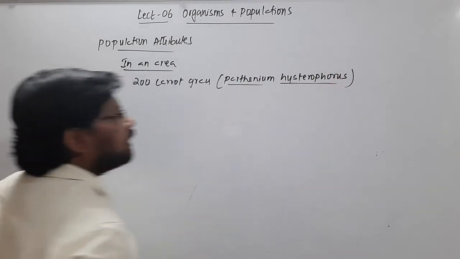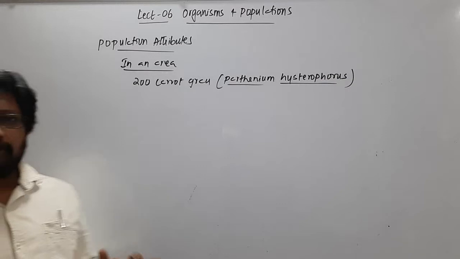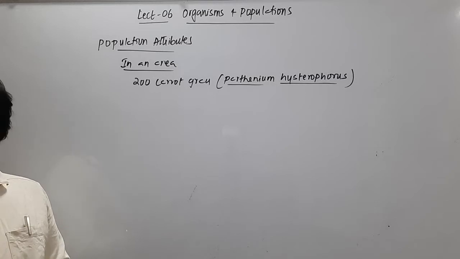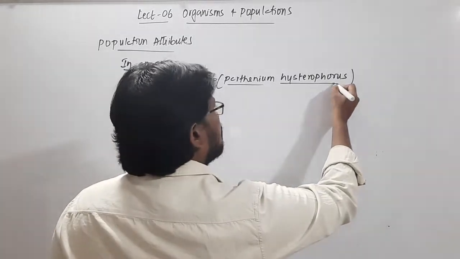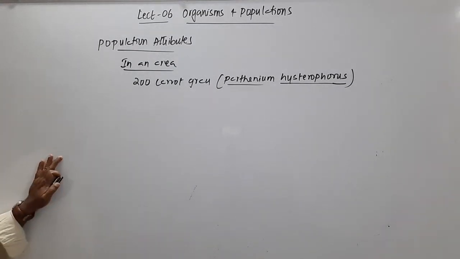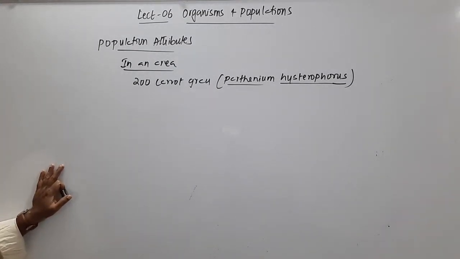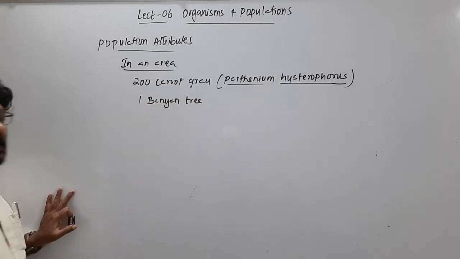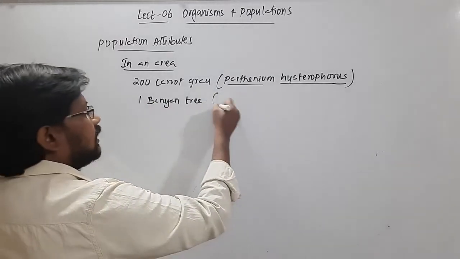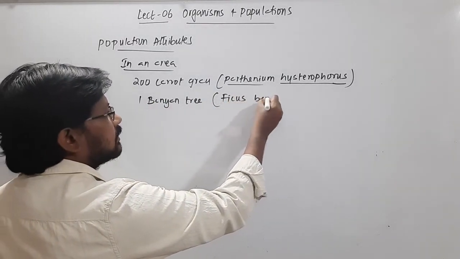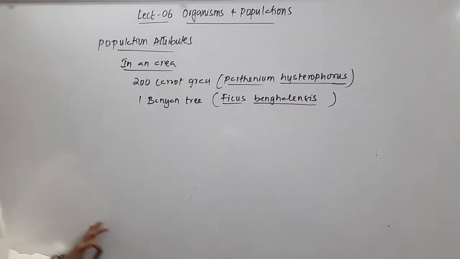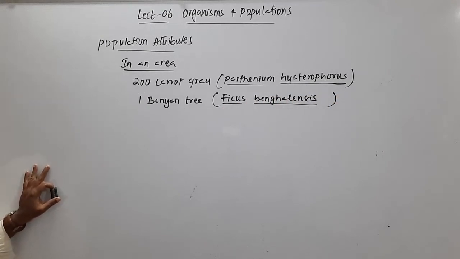Of course, in the old textbooks they did not mention the complete scientific name of this carrot grass, but in the newer textbooks you will find the scientific name. So they have given the carrot grass Parthenium hysterophorus. There are 200 carrot grasses in that area, and there is one banyan tree, whose scientific name is Ficus bengalensis. Of course, that is the national tree of India.